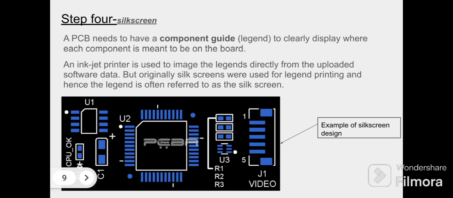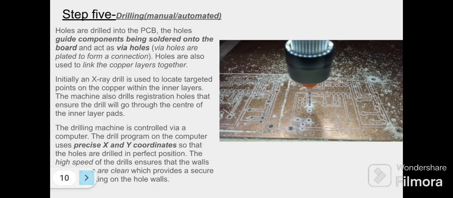Step 4, a PCB needs to have a silk screen, which is basically a component guide that shows the manufacturer where each component's supposed to go and in what orientation. And it's a necessity, really, and you can view it in the Gerber or Gerber format file. Step 5, drilling. Pretty self-explanatory. Any through holes that need to be drilled into the PCB are done with a drill.